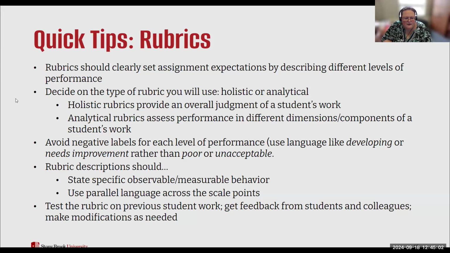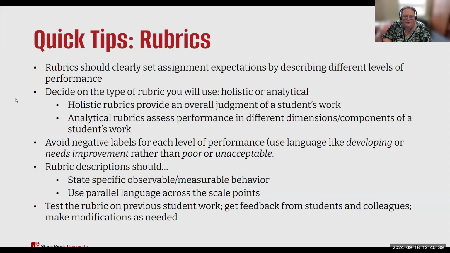Just some do's and don'ts around rubrics. Generally avoid negative labels for level of performance. So I think traditionally a lot of rubrics you've seen like, excellent to poor, right? I think ultimately to be more inclusive, to encourage growth, we want to avoid terms like poor or unacceptable. Use things that are more encouraging growth, like developing, or even potentially needs improvement can be okay.